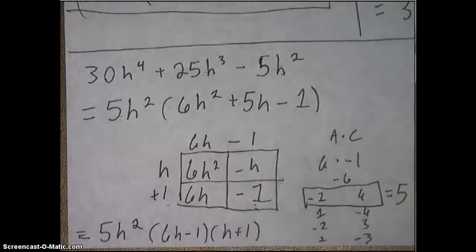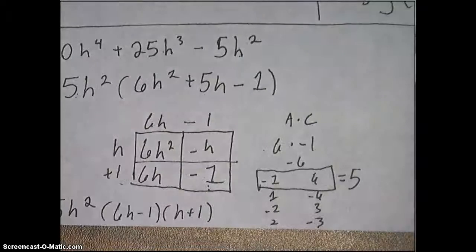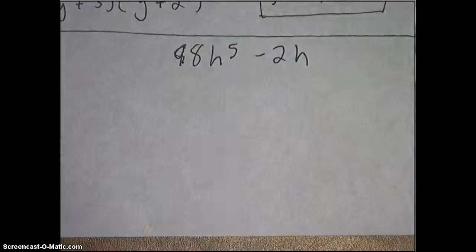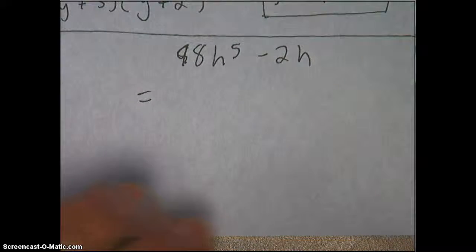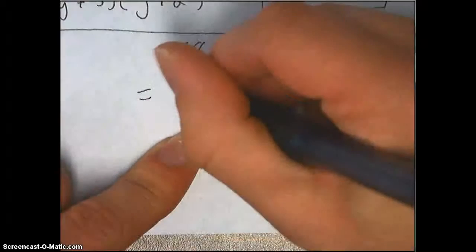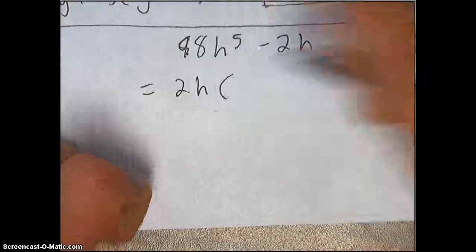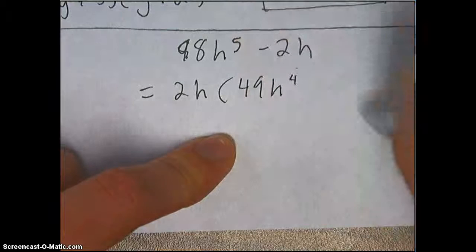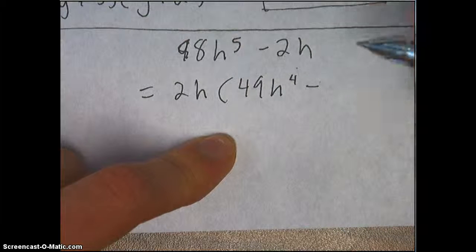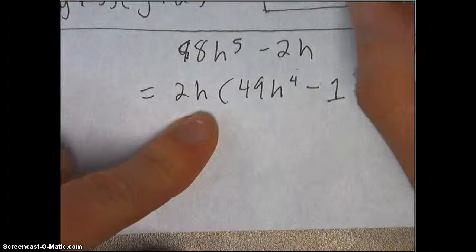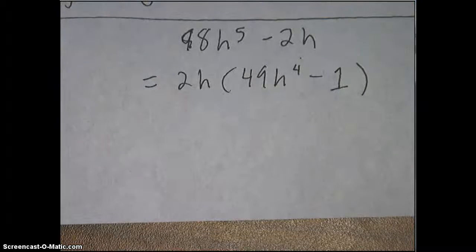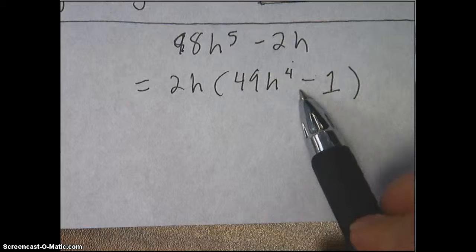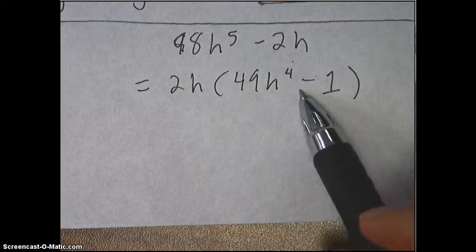And last thing I want to show you, very last thing, is a deceptively simple fifth degree polynomial, just to show that you can do it. So ask yourself the same set of questions. What's the greatest common factor here? Well, they share a 2, and they share an h. And that leaves me with 49h to the fourth minus, well, that's just 1, isn't it? So I've got the 2h, and whether you realize it or not, this is actually the difference of two squares.